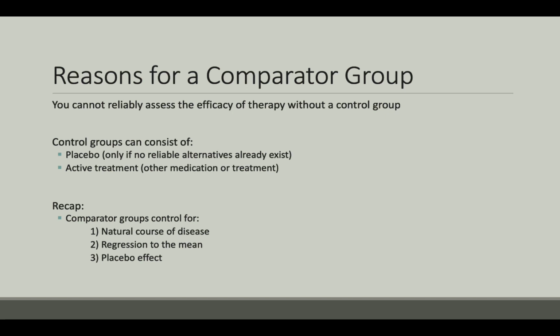What's the takeaway from this lecture? You cannot reliably assess the efficacy of therapy without a control group, so always look for one. Control groups can be placebo, but only if no reliable alternatives already exist. If you're reading about a new blood pressure medication, the investigator should compare it to a medication we already use. Because we don't care if the new medication is better than nothing, we want to know if it's as good or better than the best medication we already have. In cases where treatments already exist, we should use active treatment in the comparator group.